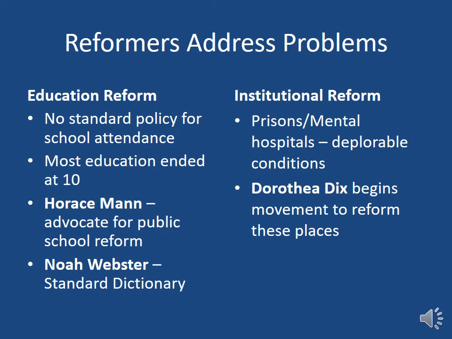Other reforms happened in what we call institutions, and the two institutions were prisons and mental hospitals. The conditions in prisons and mental hospitals from the 1820s to the 1860s were not good at all. So a lot of people tried to reform and change and make those conditions a lot better, and one of those was Dorothea Dix, who begins a movement to reform. She was just one of the many to help reform these two institutions.